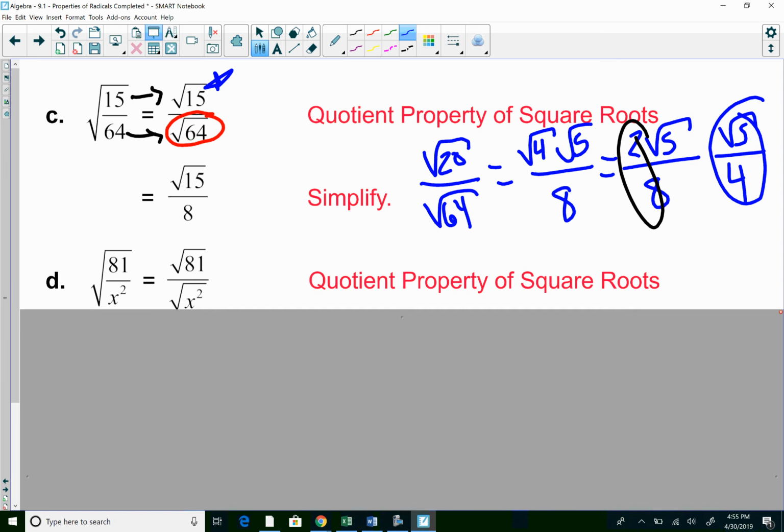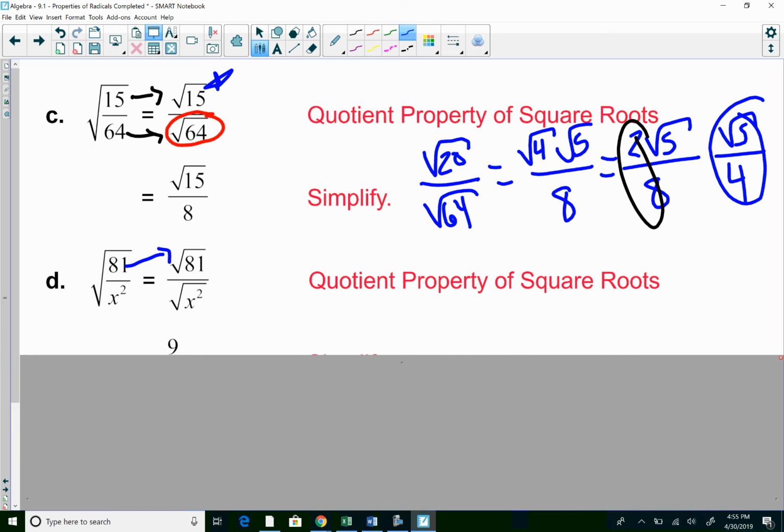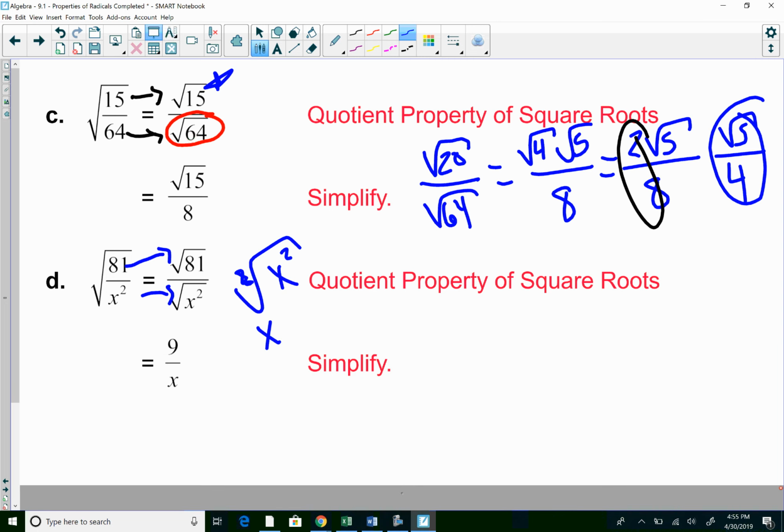Okay, next example. Again, they kind of just throw you a bone here. The square root of 81, that's going to change really nicely. Again, that's one of your perfect square numbers, so that's just going to turn into 9. And then the square root of x squared, again, we talked about that on the last slide. The square root of x squared is just going to turn into x, so your denominator is just going to be x.